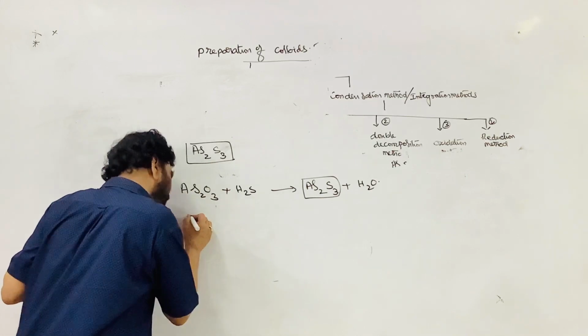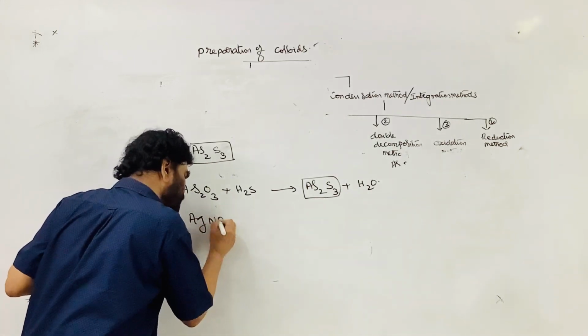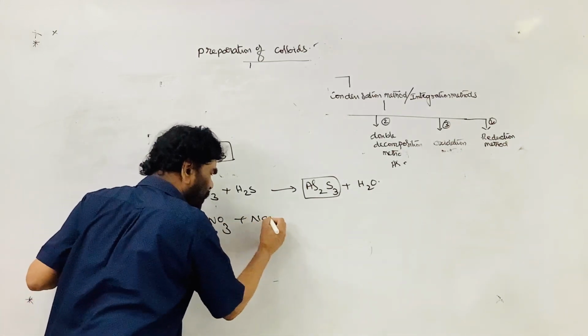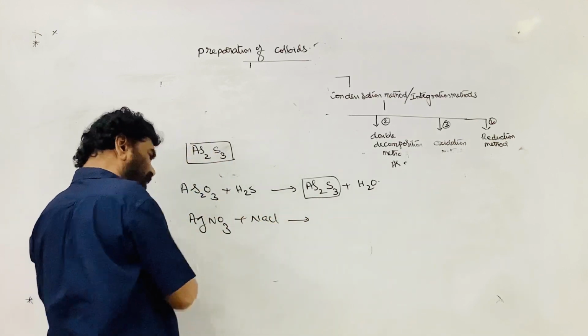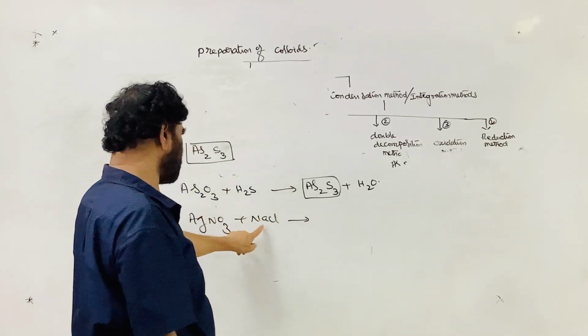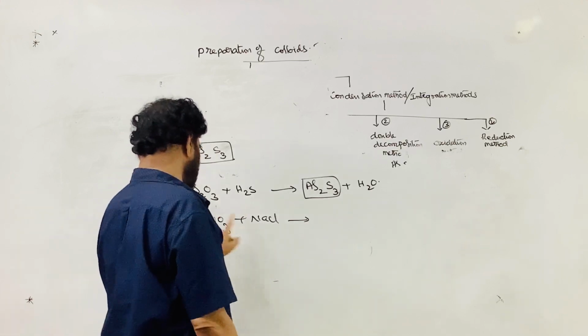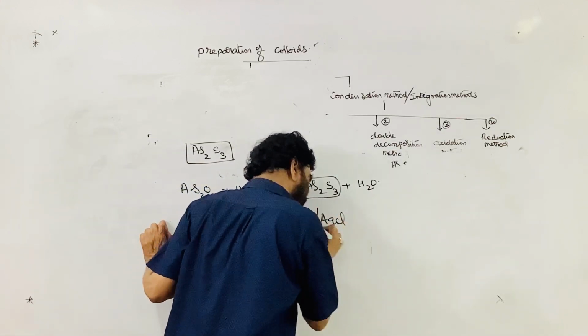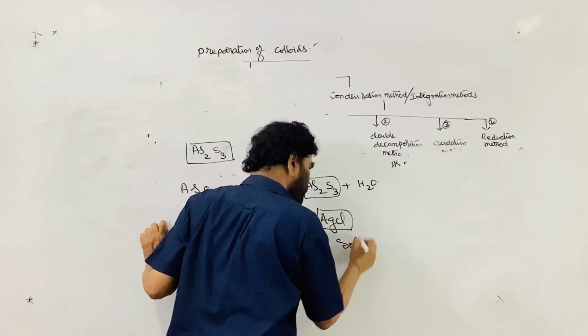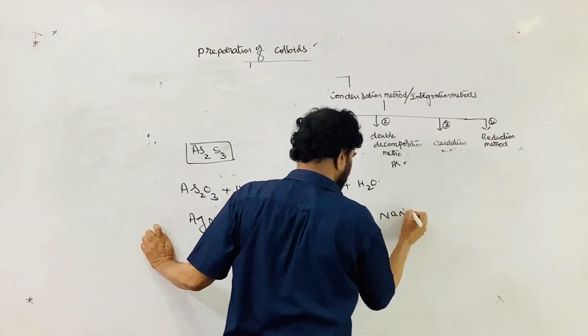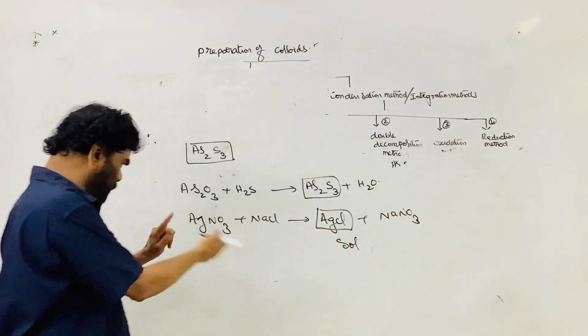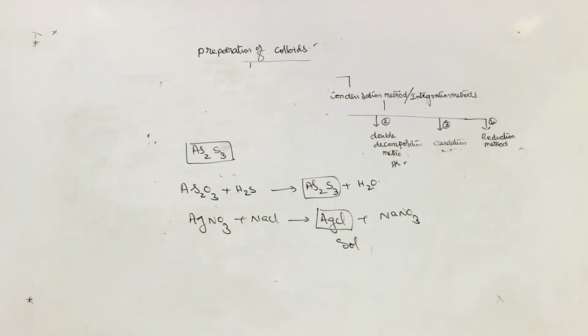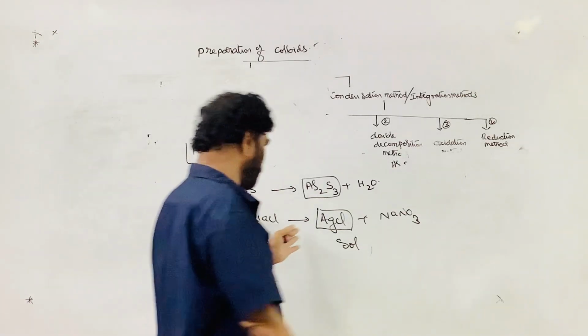Double decomposition. Or you take the silver nitrate solution and add the required quantity of sodium chloride. It should not be added in excess. AgCl sol, a colloidal solution, is formed, and NaNO3 is formed. So in double decomposition they exchange their anions. You can write down many reactions like that.